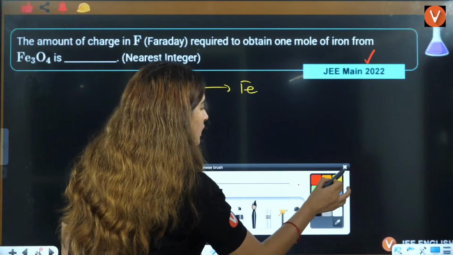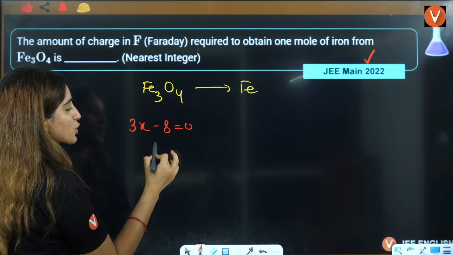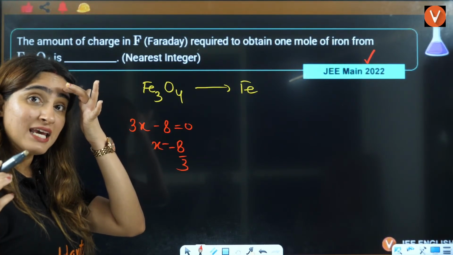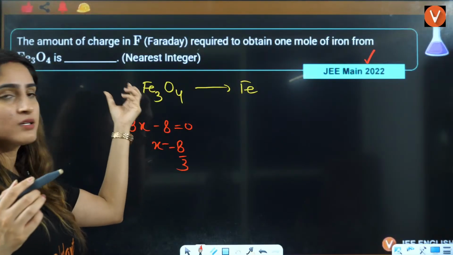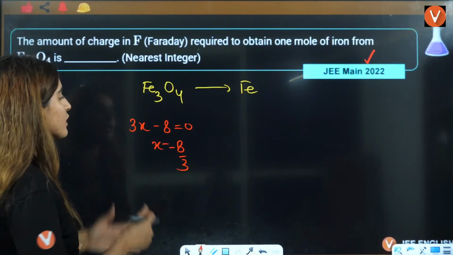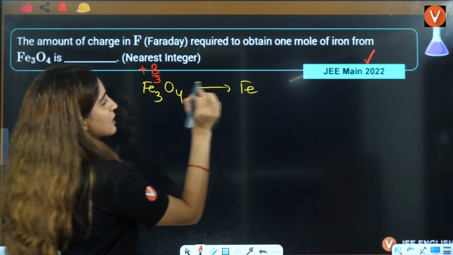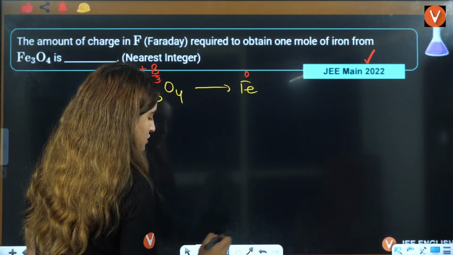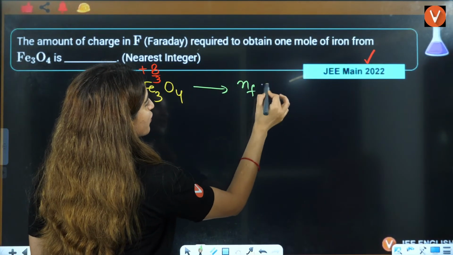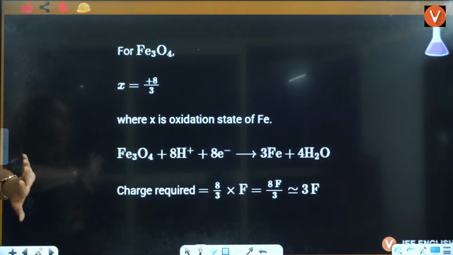If you see this, 3x minus 8 is equal to 0, so x will be equal to 8 by 3. Some iron atoms, as we will see in redox reactions as well, this is a mixed oxide, where iron has a +2 oxidation state as well as +3. Overall, you can find that this has +8 by 3 oxidation state, and this has 0 oxidation state. So the n factor is going to be 8 by 3.